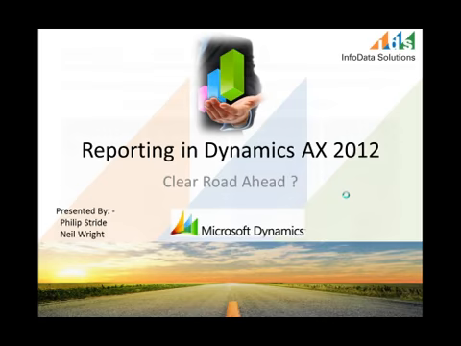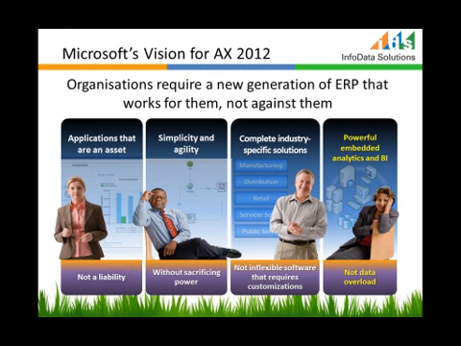There we go. When Microsoft started off its vision for 2012, they put down a number of things that they wanted to achieve. They wanted applications they saw as an asset rather than a liability, simplicity and agility without sacrificing the power, and to get more around specific industry solutions rather than having to do lots of customizations. And the last point there, they wanted to see powerful embedded analytics and BI. So get to powerful information rather than data overload.